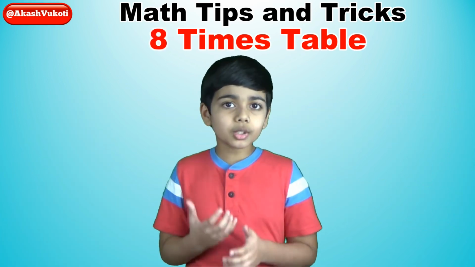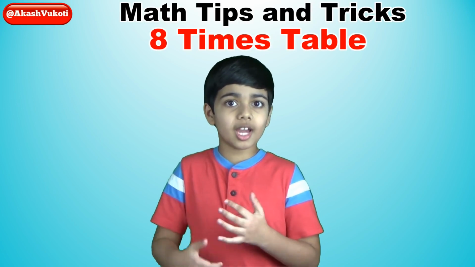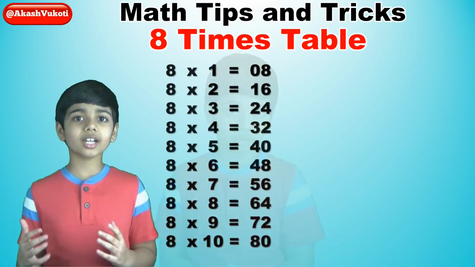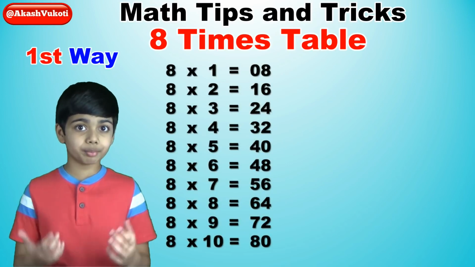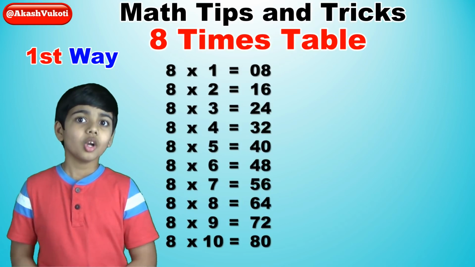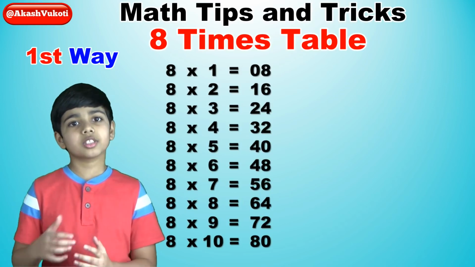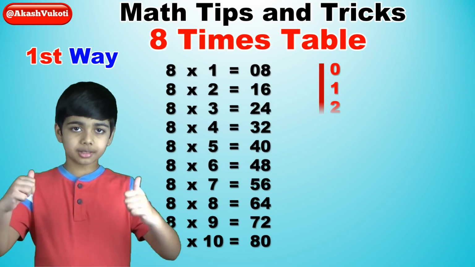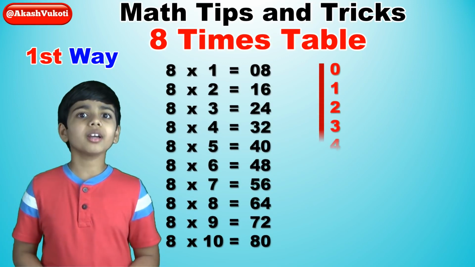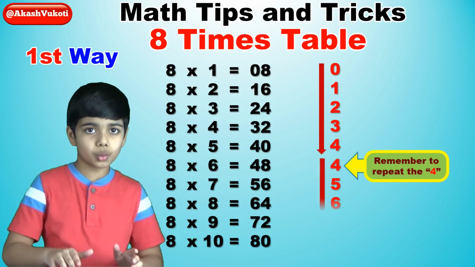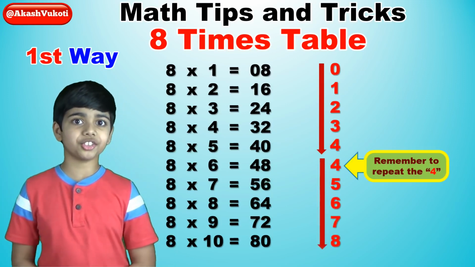For me, the most difficult multiplication table after the 9 times table is the 8 times table. Now, here's the first way of explaining the trick. As this is the 8 times table, write down all of the numbers from 0 to 8 from top to bottom, as you're seeing behind me right here. But once you reach 4, include an extra 4 and continue until 8.